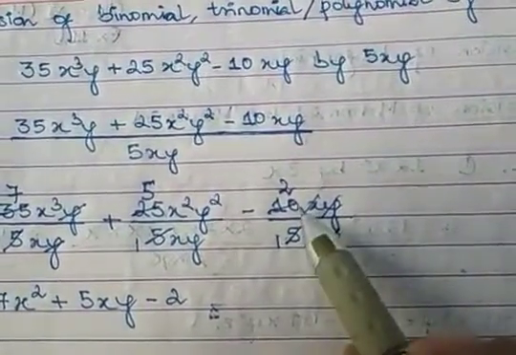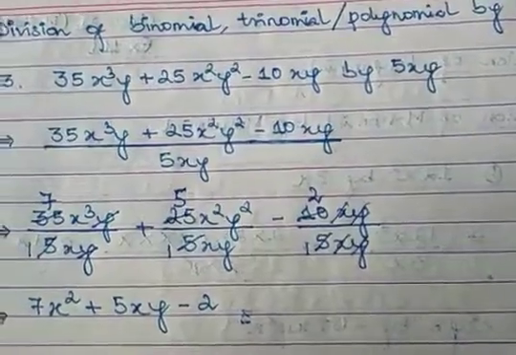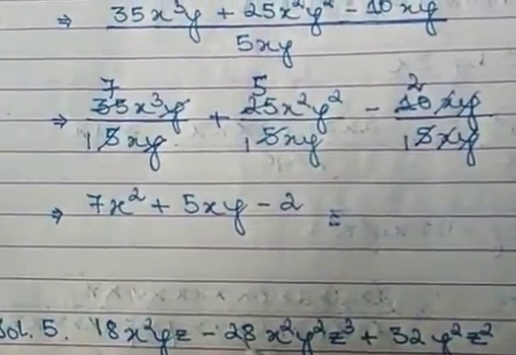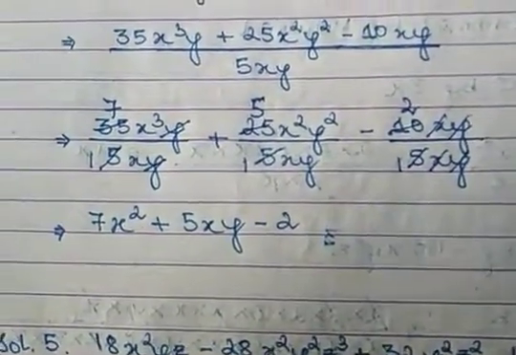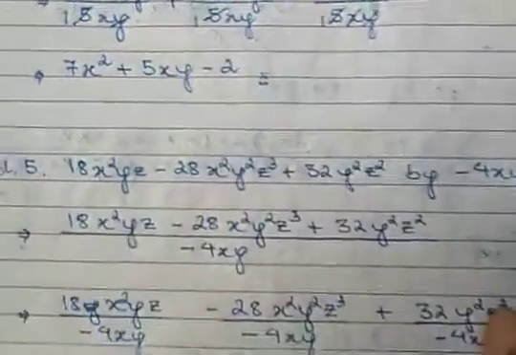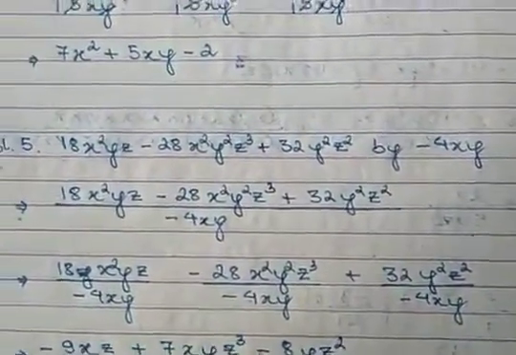So what's left for the third term? Just 2, minus 2. So we got our answer as 7x squared plus 5xy minus 2. Is it okay? I hope you kids are following. Okay, now the last sum for today.